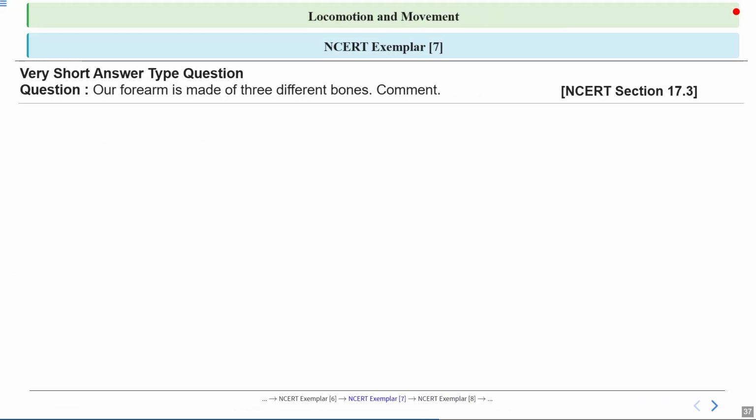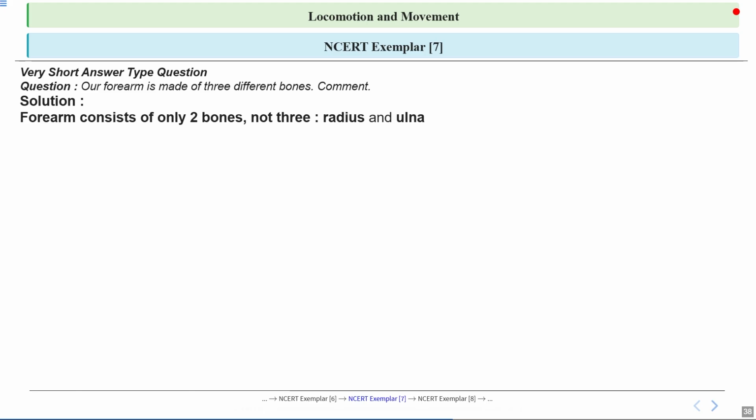Now, this is question number 7, and the question is, our forearm is made up of 3 different bones. So, we have to write a few comments about it. Let's see the answer in detail.